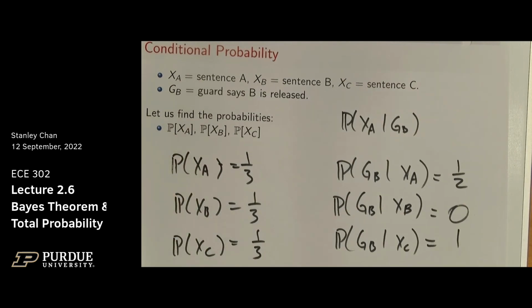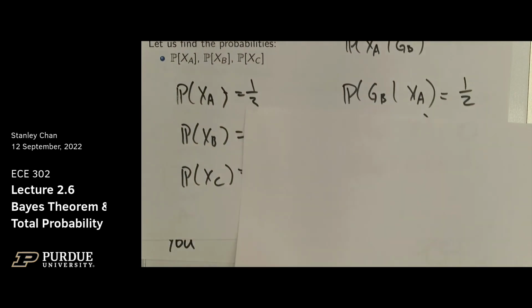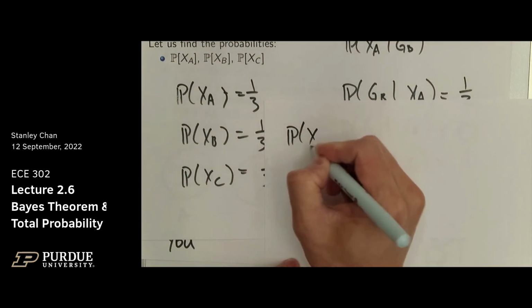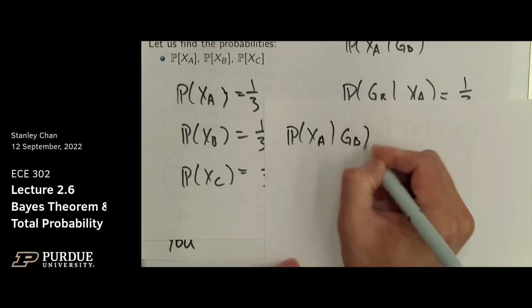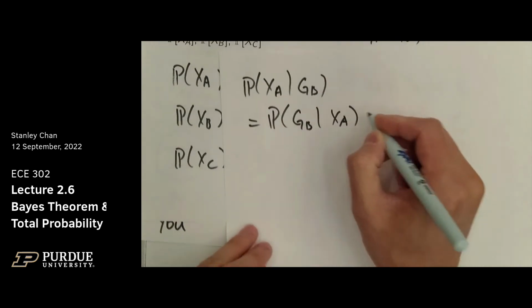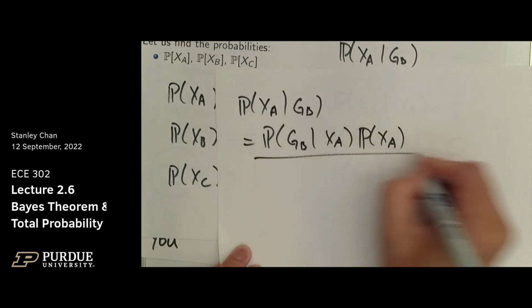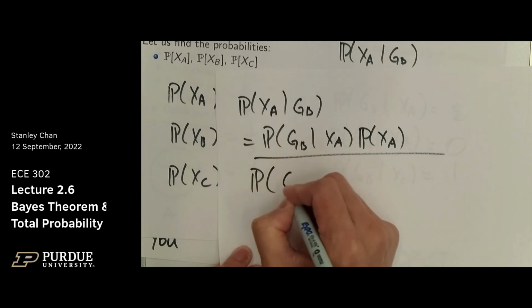Okay, so these 3 numbers are given. And then what you are interested in is this. This is the ultimate question that you're asking. And do we know the answer? Yes, we know the answer. We know the answer by using what tool? Bayes' theorem. Bayes' theorem says that the probability of XA given GB is the probability of GB given XA times the probability of XA, divided by the probability of GB.